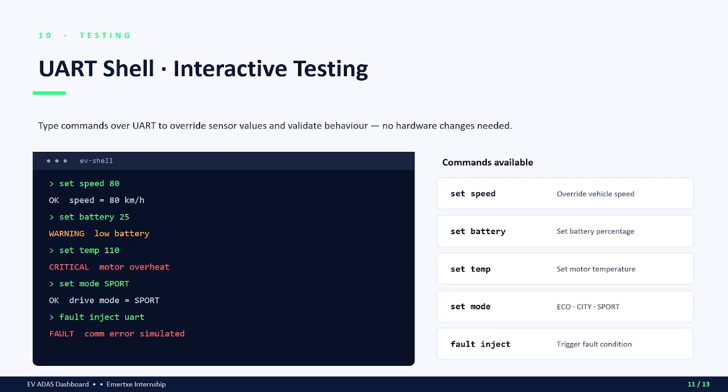The UART shell allows testing without moving sensors. Commands such as speed, SOC, temp, mode, fault, reset, and status help inject test values directly into the controller. This makes debugging much easier.